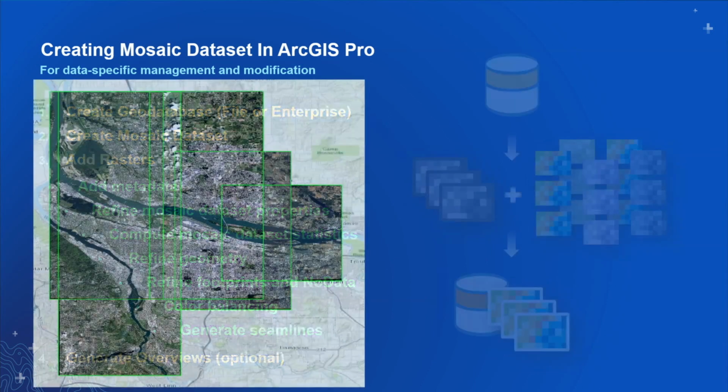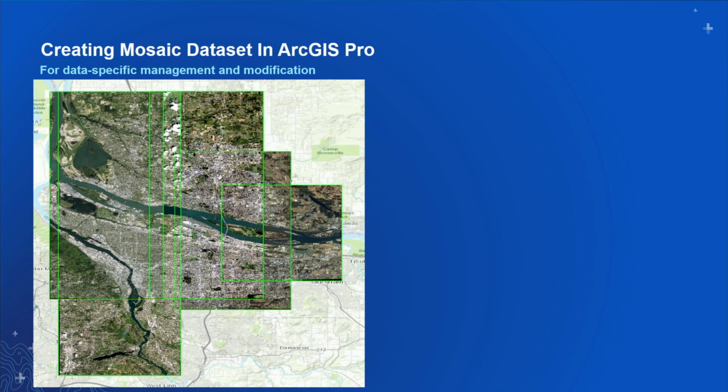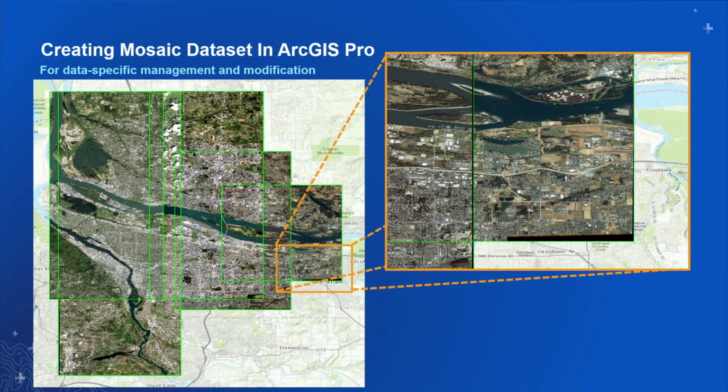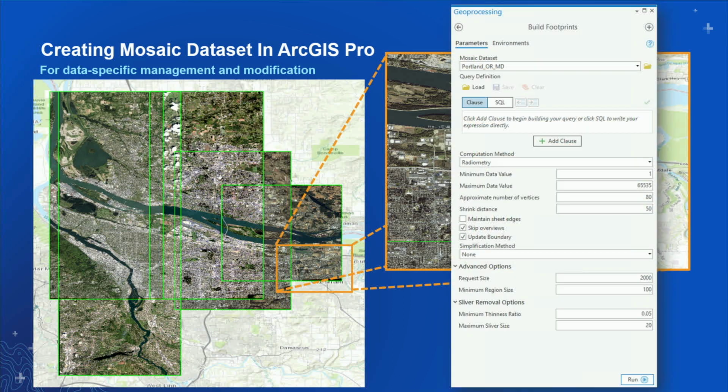So for example, here is Ikonos data over Portland, Oregon. And this might be just fine for my purposes, but if you'll notice in the edges of some of these images, we have these strips of no data. So maybe we want to get rid of these. Maybe we want to shrink the size of our footprints, the green boxes, to eliminate those areas, or simply tell our Mosaic dataset, hey, this is no data, right? And for that, I would use the Build Footprints tool.